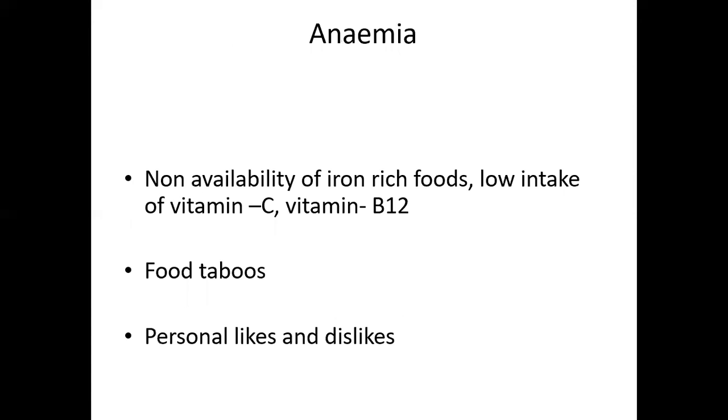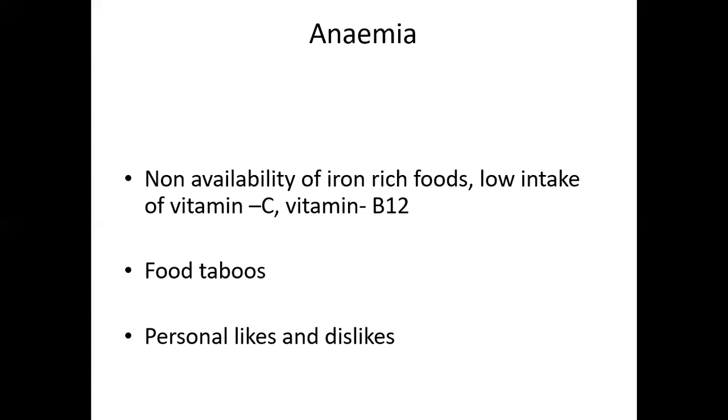Then comes anemia, usually due to lack of iron-rich foods. Vitamin B12 deficiency can also lead to anemia, as can low intake of vitamin C. Then there are food taboos. What we usually see is that after a particular age, older people might want to stop eating non-vegetarian foods and pulses. They might say certain pulses are very gassy for them and they don't want to take them. So they might completely avoid certain food groups like meat or pulses.